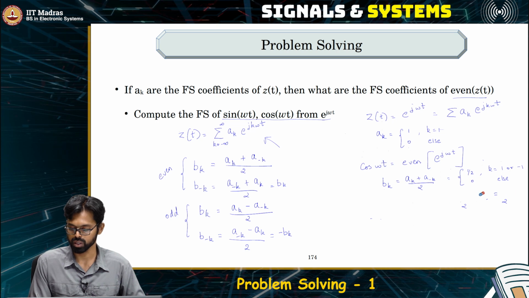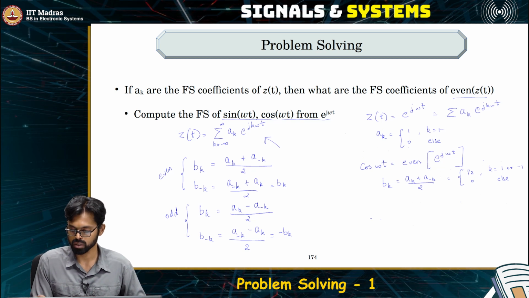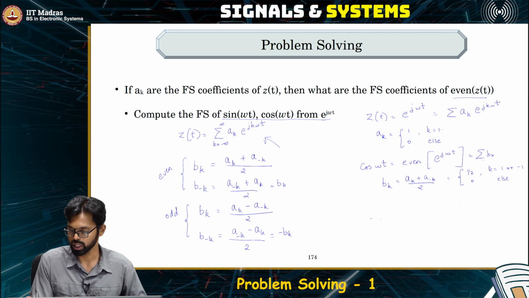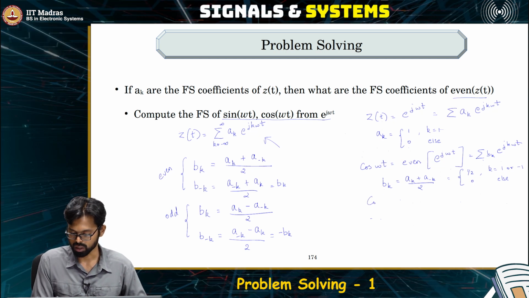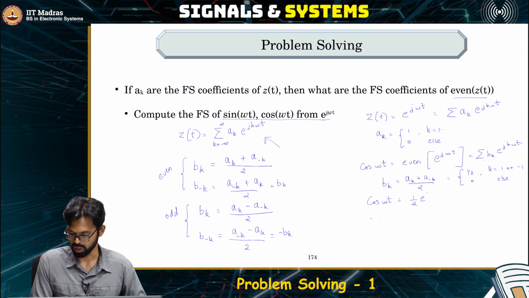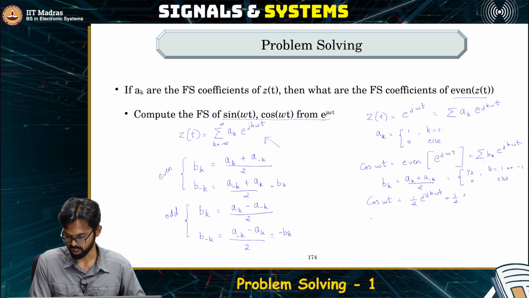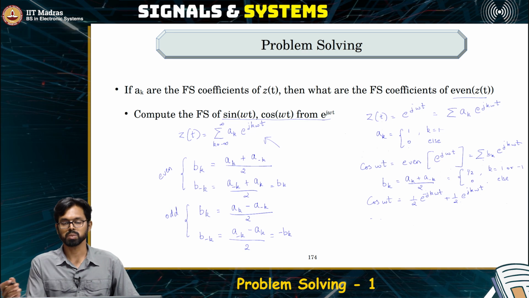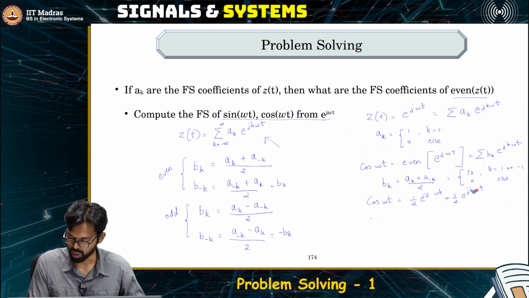This is the Fourier series coefficients of cos omega t, which makes sense, because if you expand this in terms of the Fourier series coefficient, what do we have? We have cos omega t equal to the sum of bk e power j k omega t, and substituting this bk value, we just get cos omega t equal to half for k equal to minus 1, so e power j k omega t, and another half for k equal to plus 1. This is exactly the expansion of cos omega t in terms of e power j omega t. So we get this back.